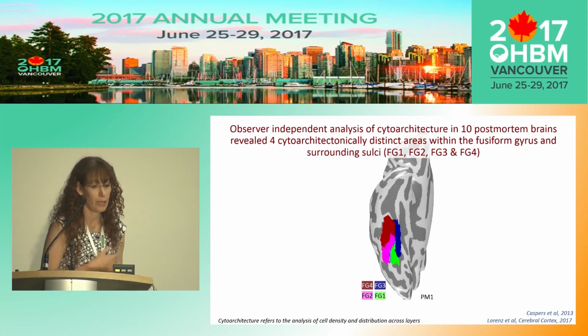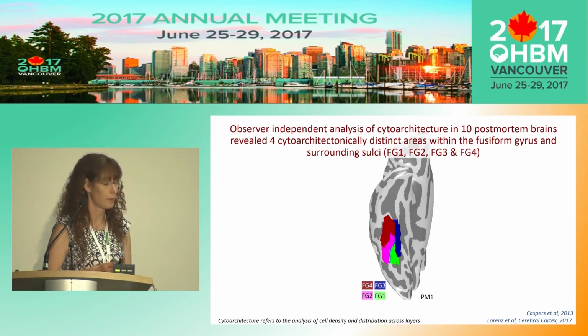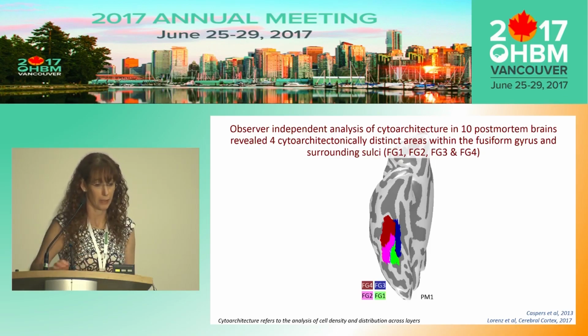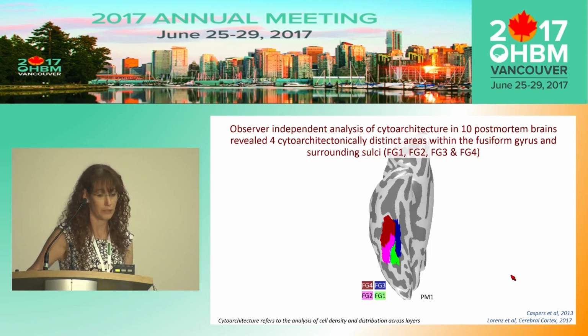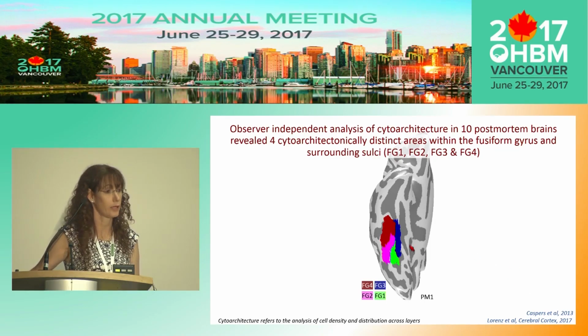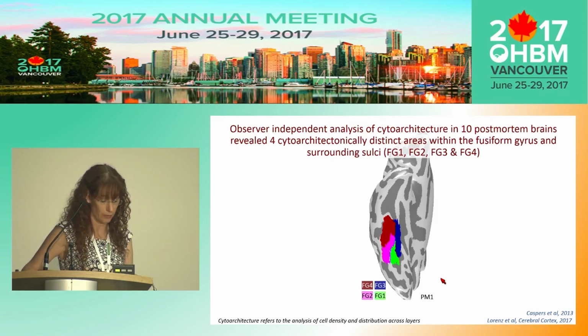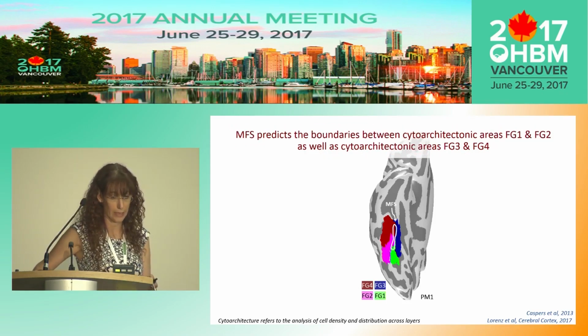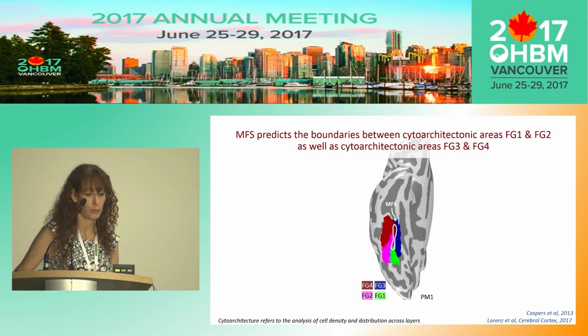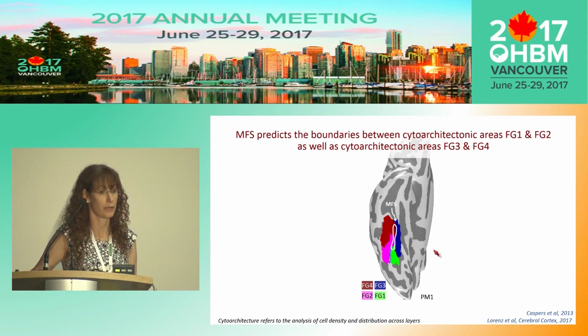A second example is from cytoarchitecture. Using the methods that Nicola described previously, Julian Caspers and Simon Eickhoff from the Zilles and Amunts labs have described 4 cytoarchitectonic regions of the fusiform gyrus and neighboring sulci, FG1, FG2, FG3, and FG4. And visualizing the location of the MFS on this example postmortem brain now shows that the MFS seems to predict a lateral medial transition in cytoarchitectonic maps between FG1 and FG2, as well as between FG3 and FG4.